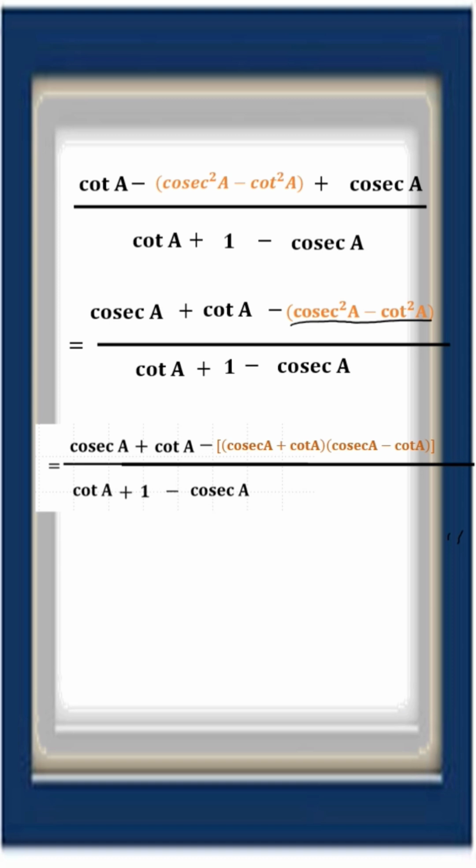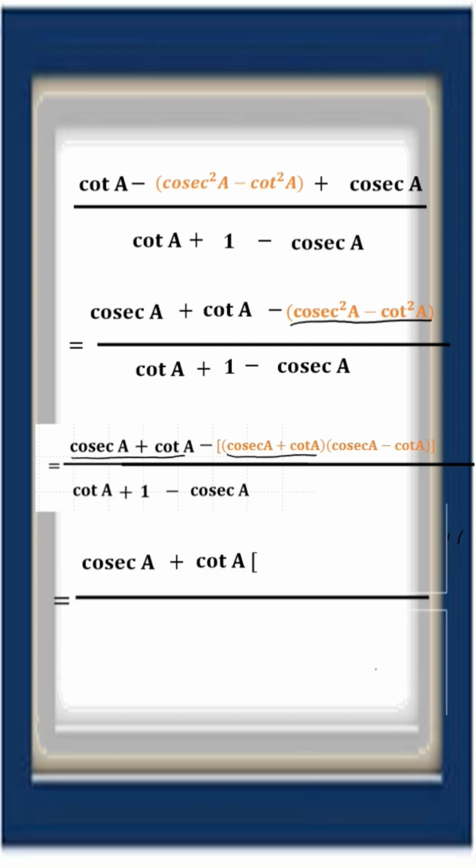Observe the numerator. Here cosecant A plus cot A is common. Now let us take it outside. Inside the bracket we have 1 minus cosecant A minus cot A. The terms of the denominator will be the same.